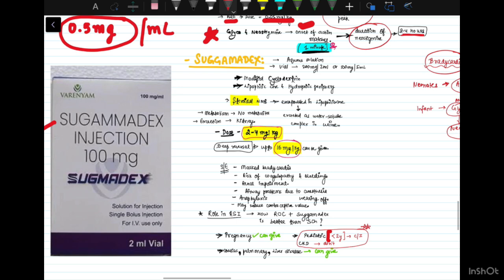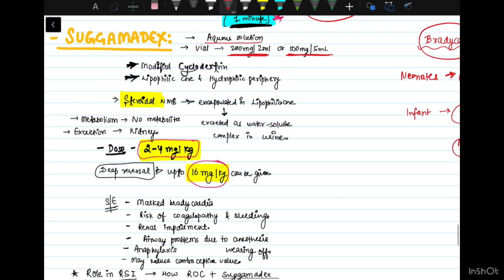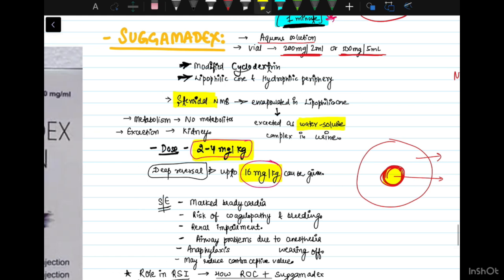Let's get to the newer drug, which is Sugammadex. It comes in aqueous solution, in a 2 ml vial or 5 ml vial, and it contains 200 or 500 mg. What is the mechanism of Sugammadex? It is like a circle. It has a lipophilic core and a hydrophilic periphery. In this core, it actually entraps the neuromuscular blocker. So it will encapsulate it, and then it is excreted as a water soluble complex in the urine.